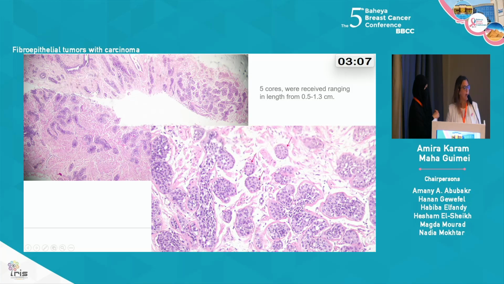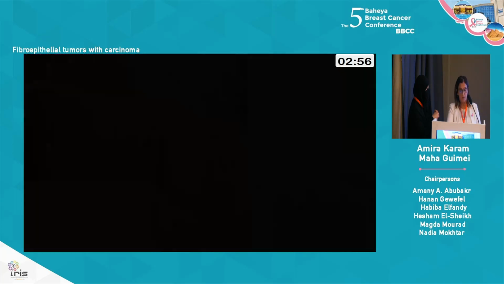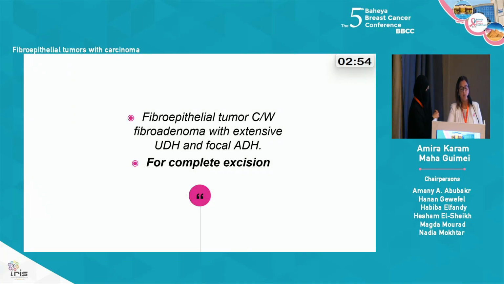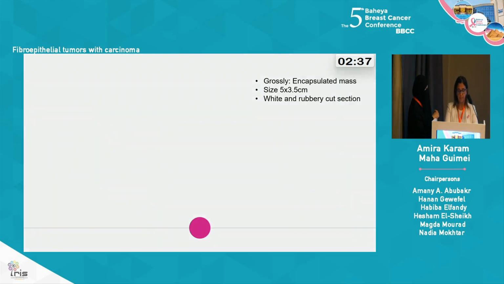So when you go on high power, the cells, the acini had this more monotonous proliferation that looks more like atypia, more atypical cells, different than the cells in the other areas. So the diagnosis came out as a fibroepithelial tumor consistent with a fibroadenoma with extensive UDH and focal ADH. So we find just a little small area less than 2 millimeter that had the atypical findings. So we said focal ADH, and we recommended complete excision.